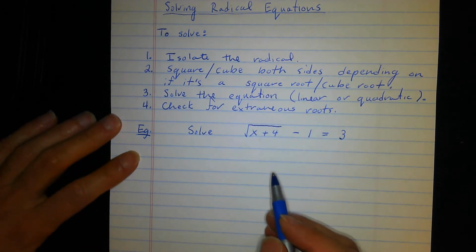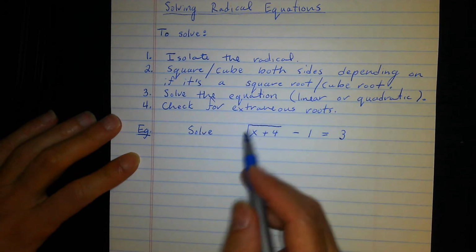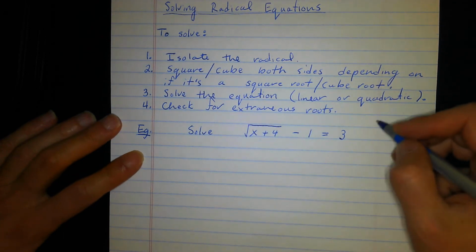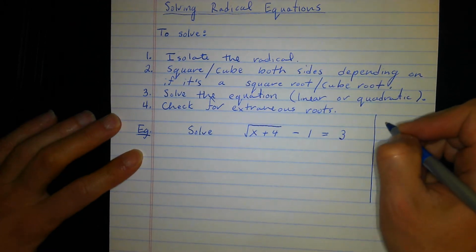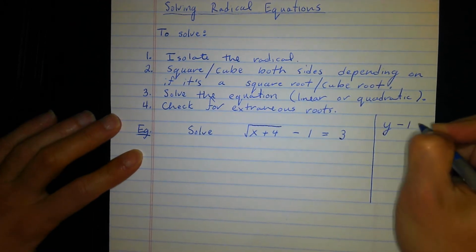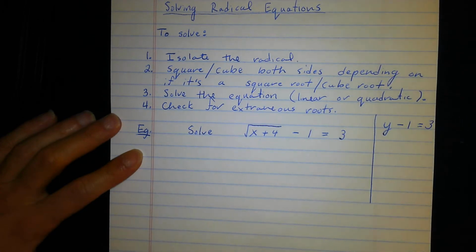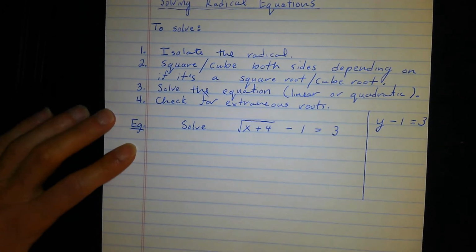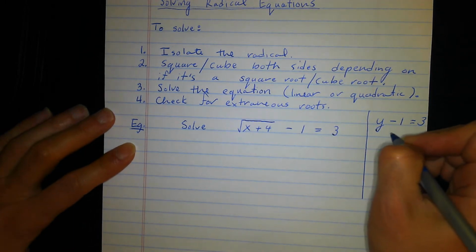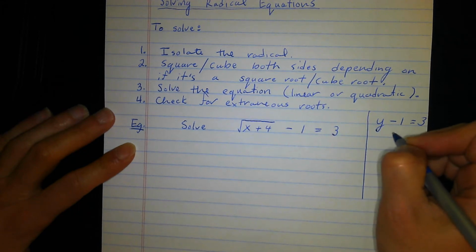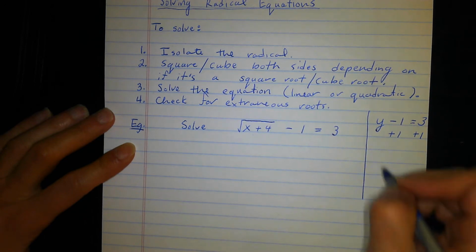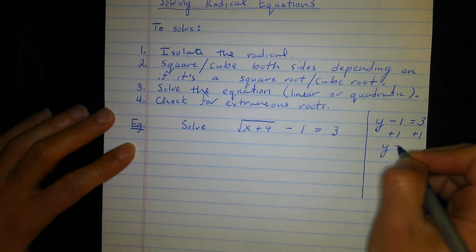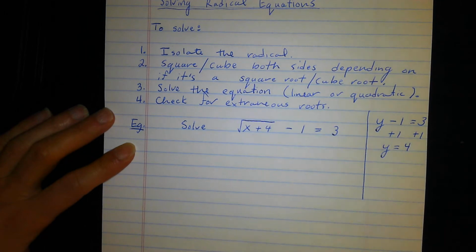Well, the first thing I want to do is just isolate the radical. Now, before I do that, let me just set up something to the side here. What if I asked you to isolate y? In this case, what would you do if you wanted to isolate y? Well, all you would do is say to yourself, it's a linear equation, I just have to isolate y by adding 1 to both sides, and that would give me y equals 4. Okay?